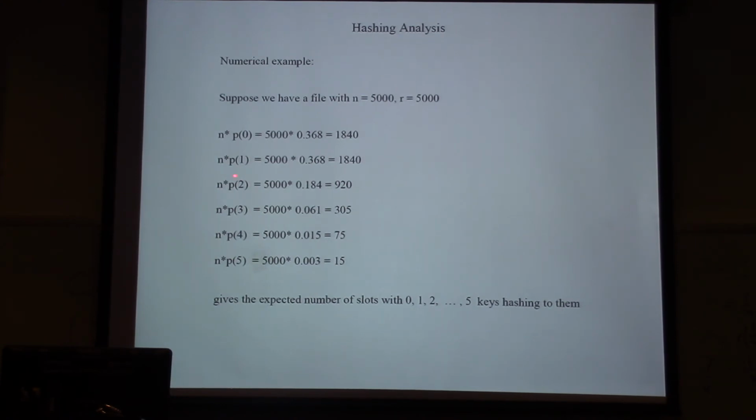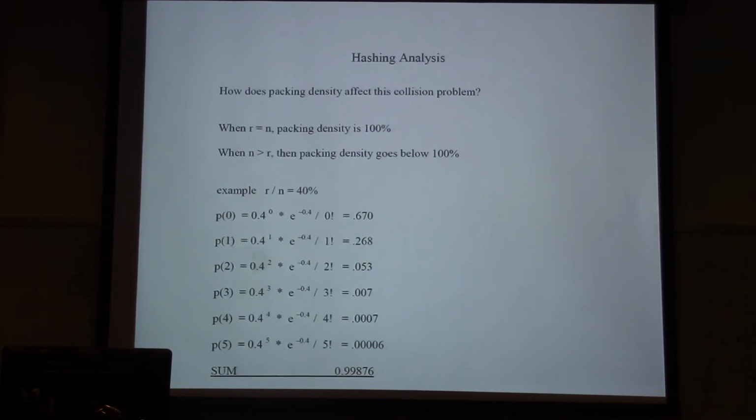Now, we're going to say probability of 2 times N, we're going to have 920 slots. We'll have 2 records going to them. So that means how many colliding records are we going to have? 920. Because these are slots. And how many are we going to have here? 610. 2 out of the 3 are going to collide. 225 and 60.